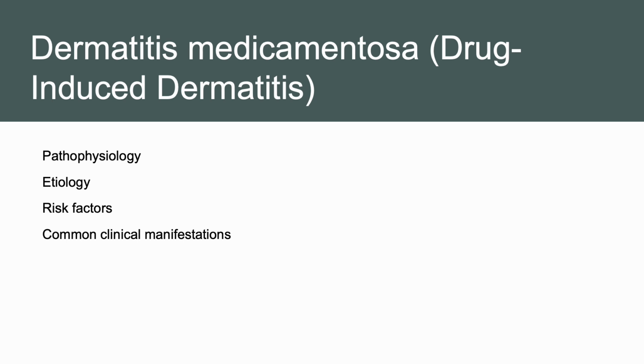Treatment number one is discontinuation of the offending drug. Also, symptomatic treatment with antihistamines and topical steroids, and then systemic steroids for severe reactions. Follow-up is important to monitor improvement. Patient education is important to discuss avoidance of the offending drug and related compounds. Also, patient education on drug allergies and the importance of medical alert identification.